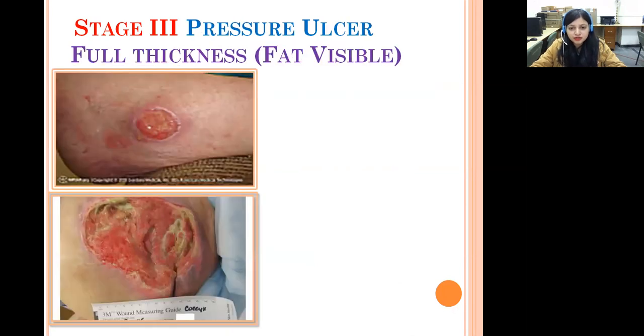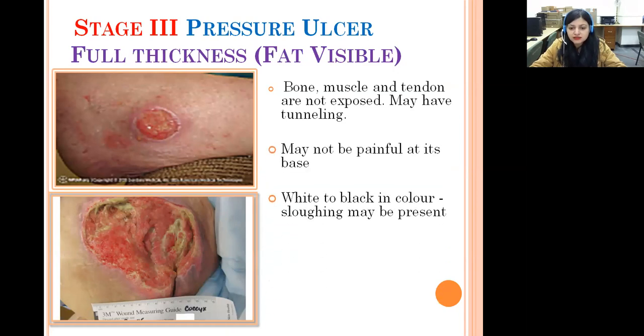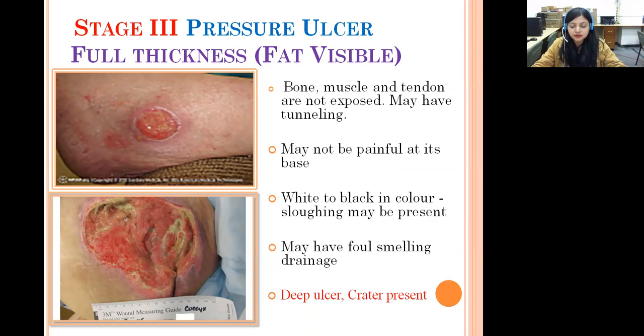Then stage 3 pressure ulcer, it is full thickness and fat is visible. Bone, muscle and tendon may not be exposed, but there may be tunneling. It may not be painful at its base. The skin may be white to black in color, and sloughing may be present. There may be presence of dead tissues, and may have foul smelling drainage and a deep ulcer crater. When we say crater, it means a bowl-shaped cavity. Looking at these images, you can notice it is like a bowl-shaped cavity.